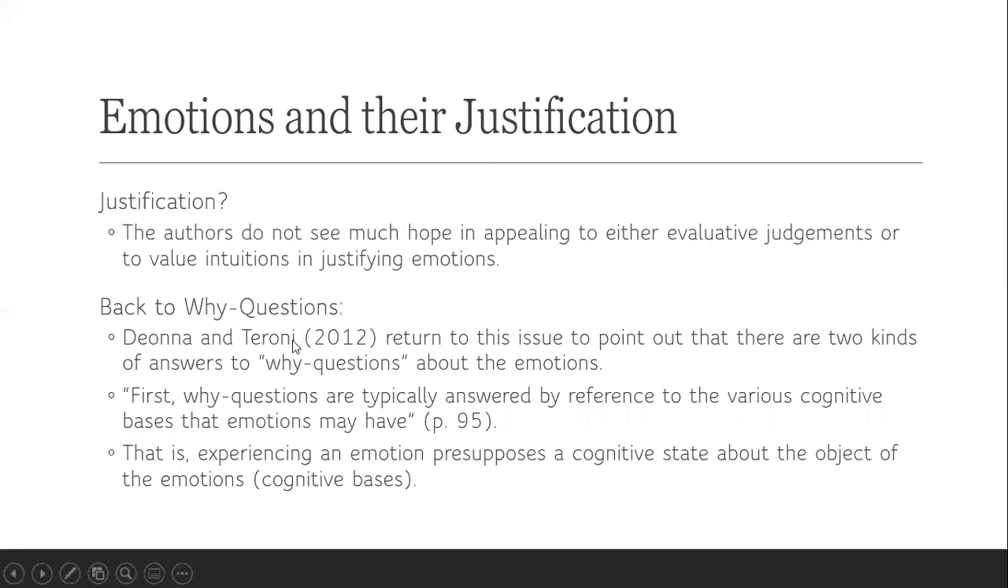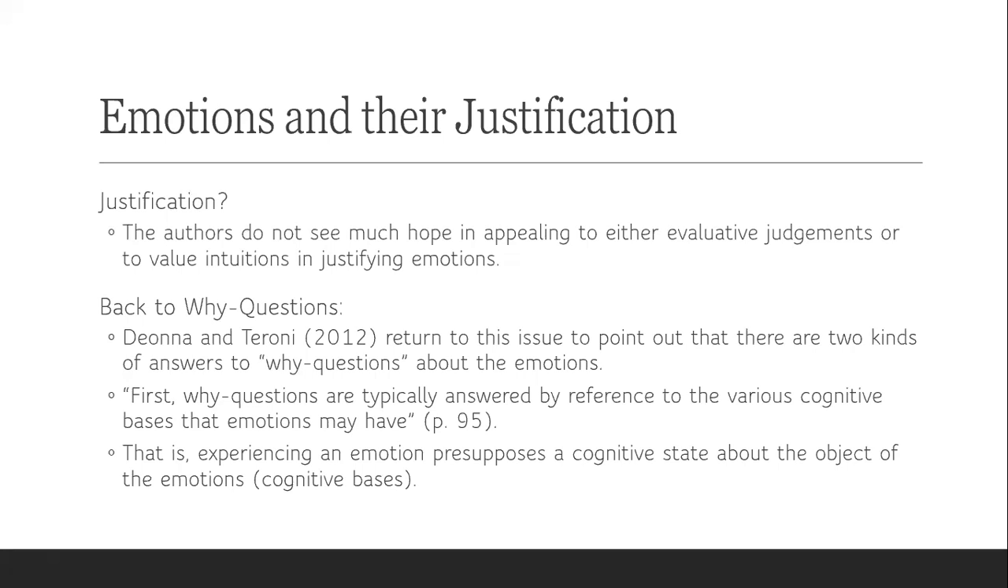Deonna and Teroni come back to this after their small section on value judgments and value intuitions. And they do something really interesting. They point out that there are actually two different kinds of answers, or two ways of answering why questions. These two different kinds of answers depend on what we are appealing to answer the question. So the first way to answer a why question is described on page 95, where the authors say that why questions are typically answered by reference to the various cognitive bases that emotions may have.